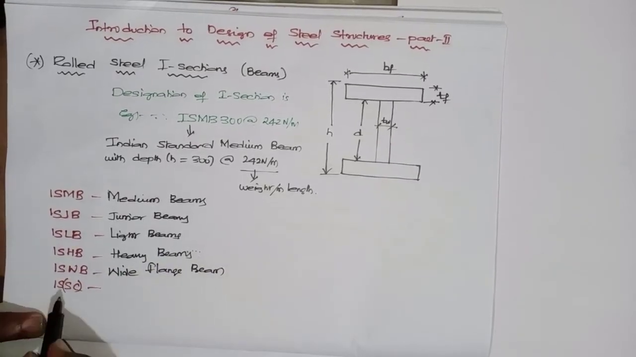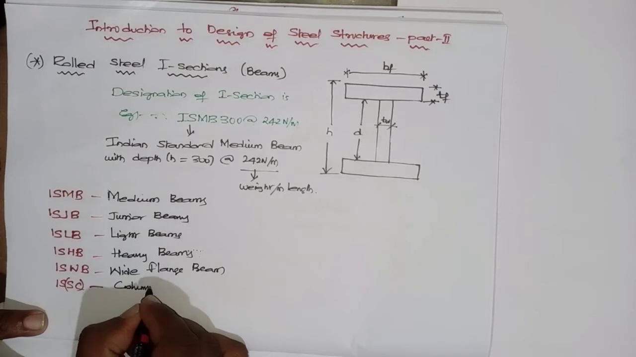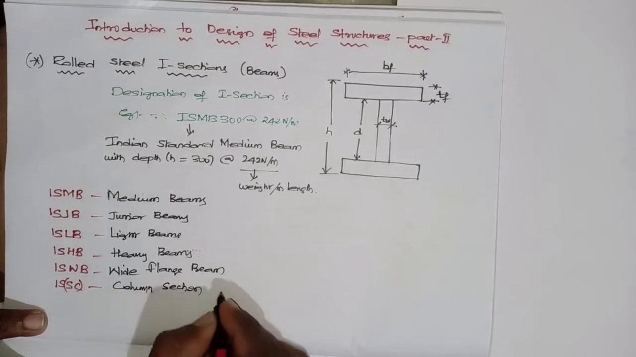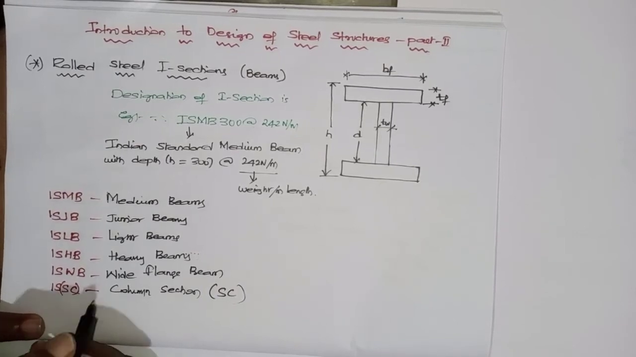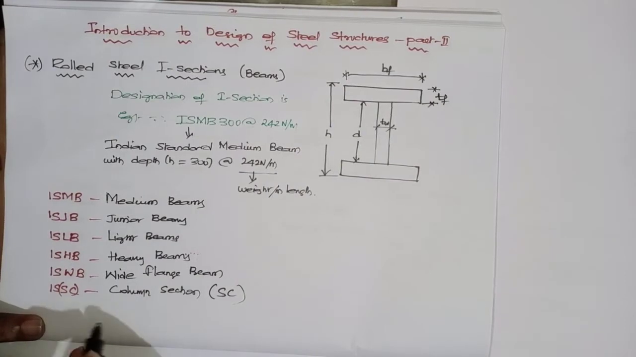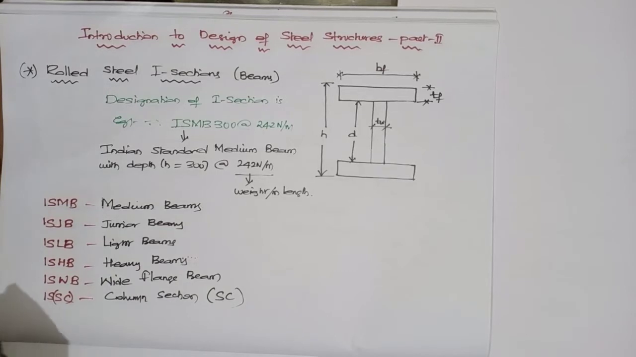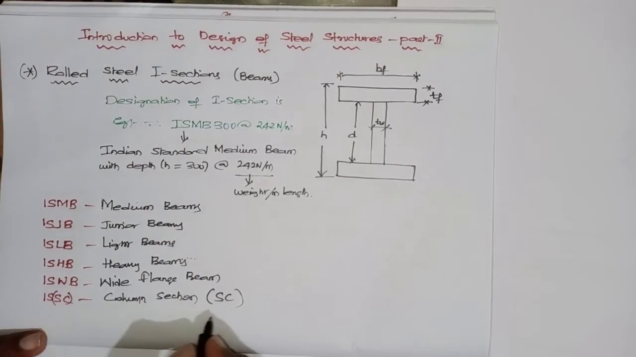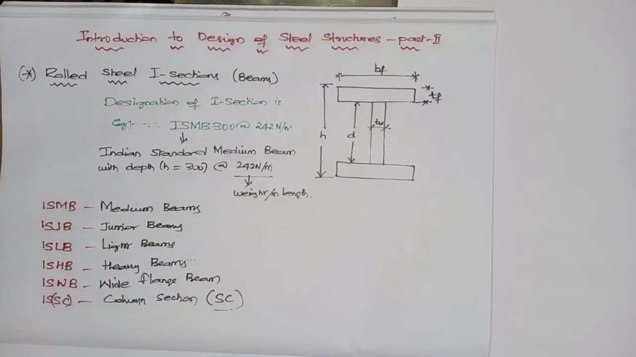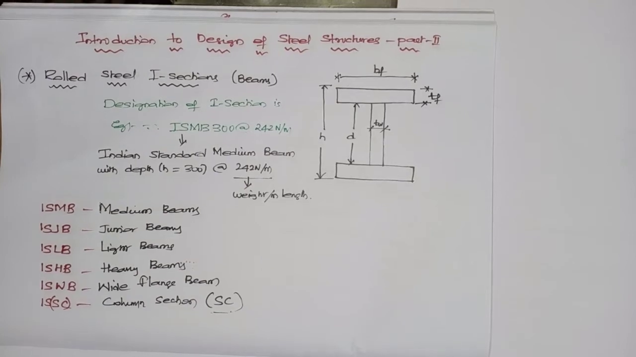Now here this is Indian Standard Column Sections. SC means column sections, but the designation will be only SC, not ISSC, because in rolled steel C sections ISSC is nothing but Indian Standard Special Columns. So to avoid the confusion, if I am using a rolled steel I section as a column section, it has to be designated as SC.